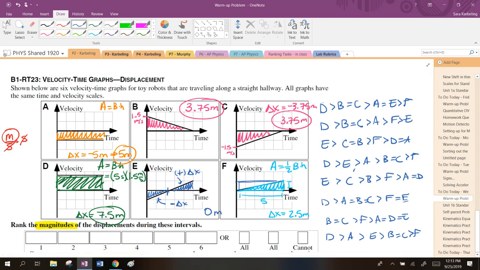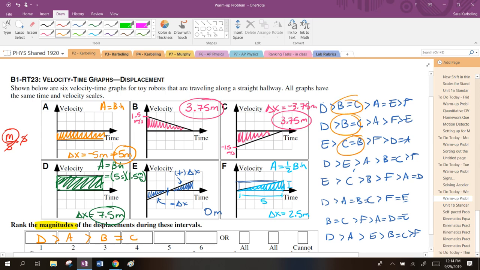All right, really quick, double check. Do we have some success here? What's the biggest? D is the biggest. Then what? A is the next. Then B and C. I had a lot of people that said that B and C were the same.